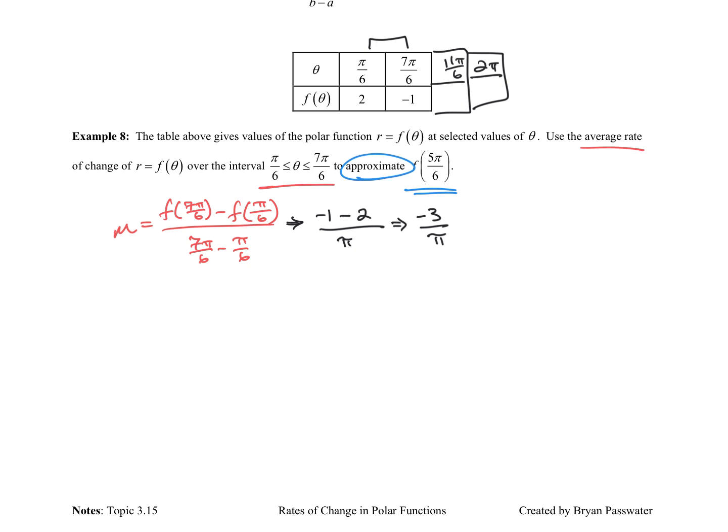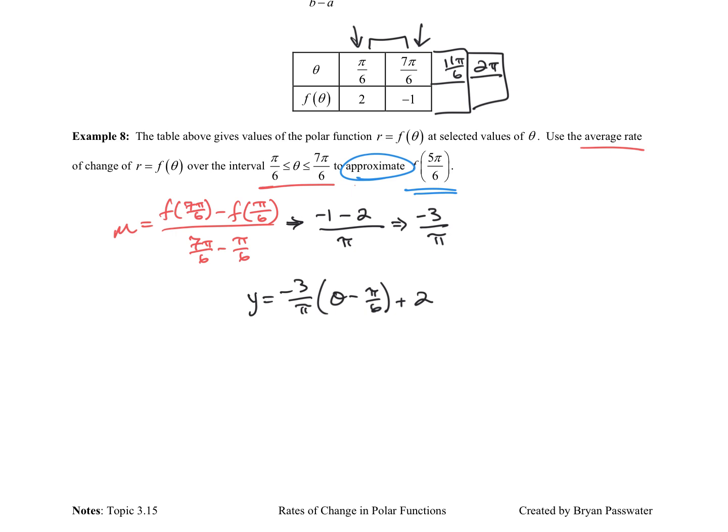We'd end up with our line, y equals negative 3 over pi, times theta minus what? What value do we want to use? It doesn't really matter. Do you want to use that one or that one? Let's do the pi over 6 then. So now we have negative 3 over pi, and then theta minus pi over 6, and then plus f of pi over 6, which is known as what? 2. And so there is our equation.